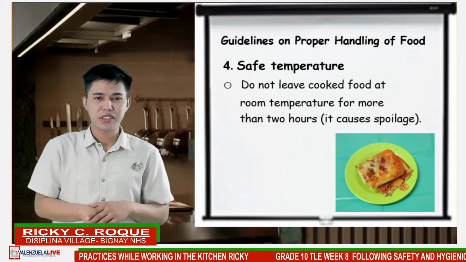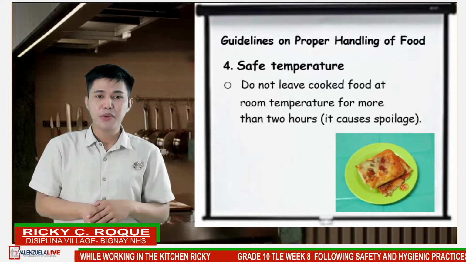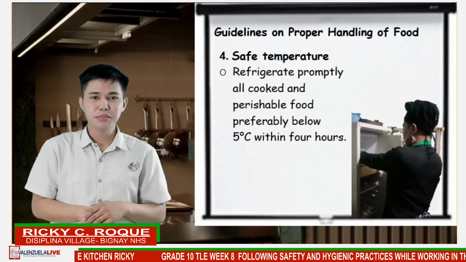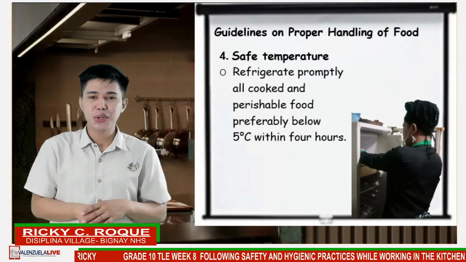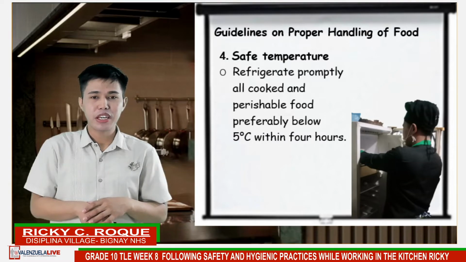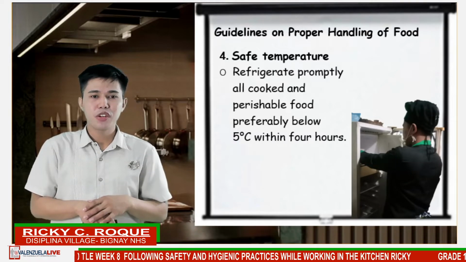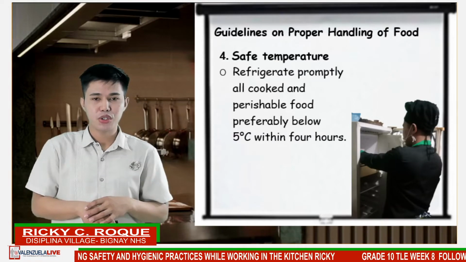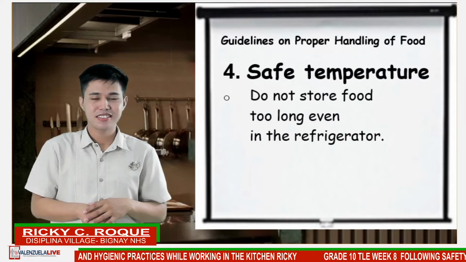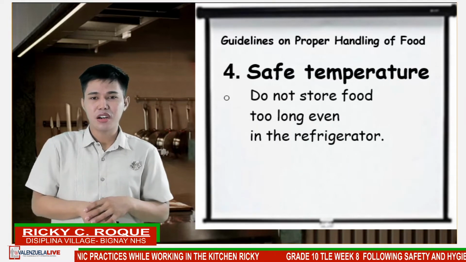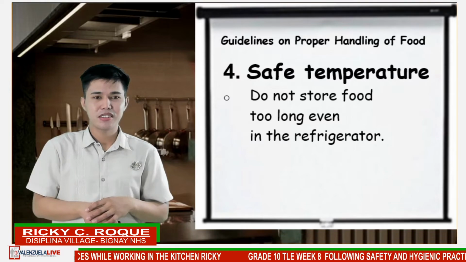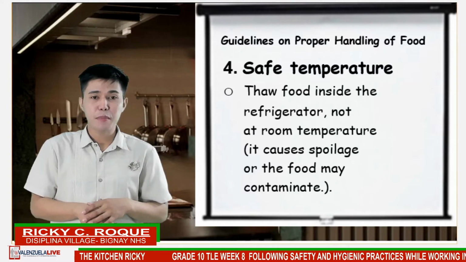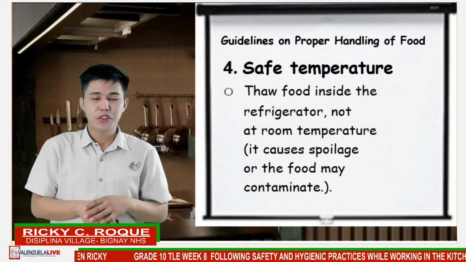Safe temperature. Do not leave cooked food at room temperature for more than 2 hours. It causes spoilage. Refrigerate promptly all cooked and perishable food, preferably below 5 degrees Celsius, within 4 hours. Therefore, cook only food that your family can consume in your meal. Do not store food too long, even in the refrigerator. Thaw food inside the refrigerator, not at room temperature. It causes spoilage or the food may become contaminated.